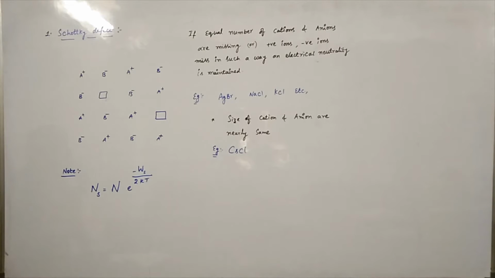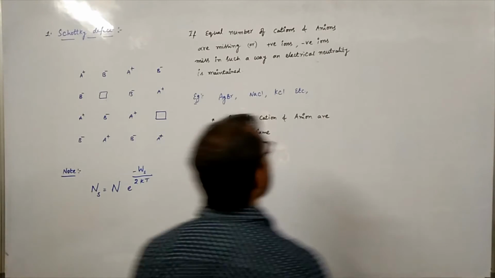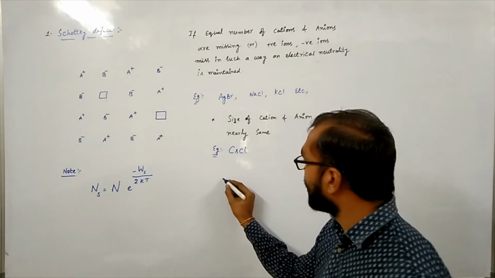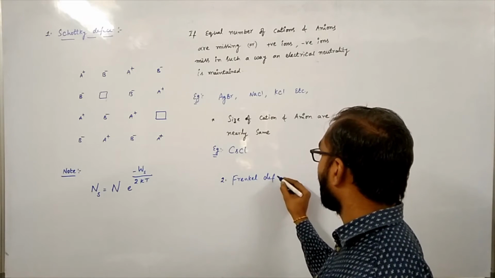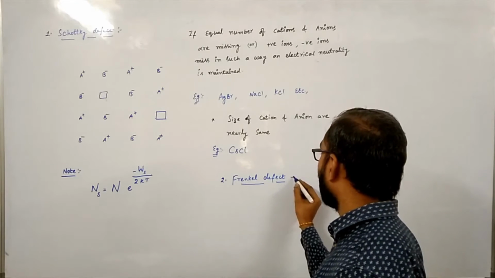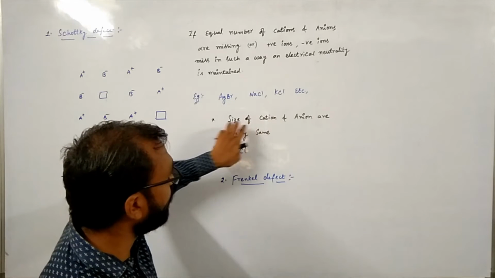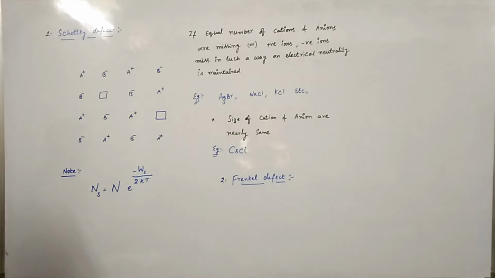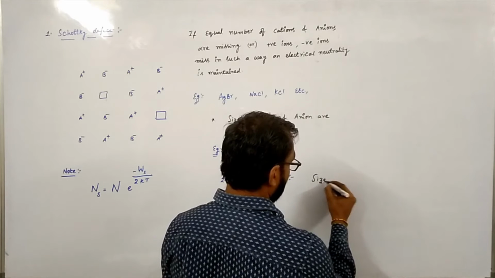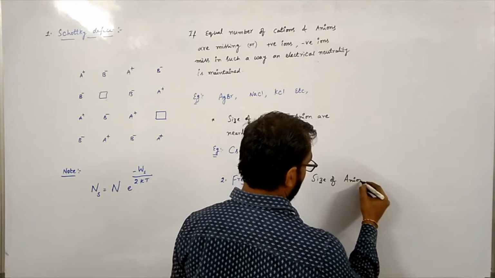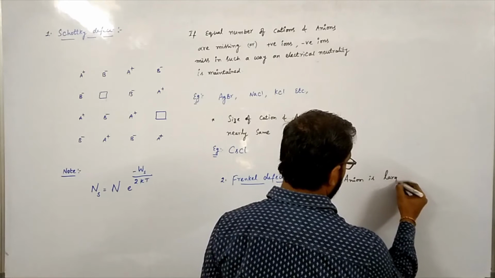Next, Frenkel defect. For Schottky defect, what about size of cation and anion? Nearly same. For Frenkel defect, anion must be larger size than cation. Right? So here, size of anion is larger than cation.